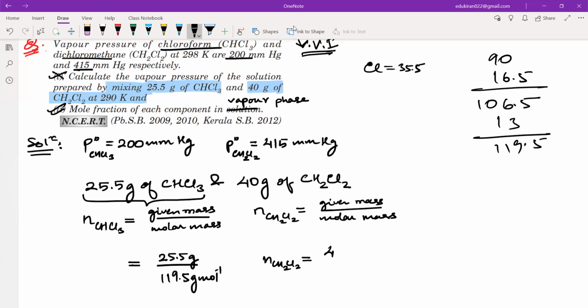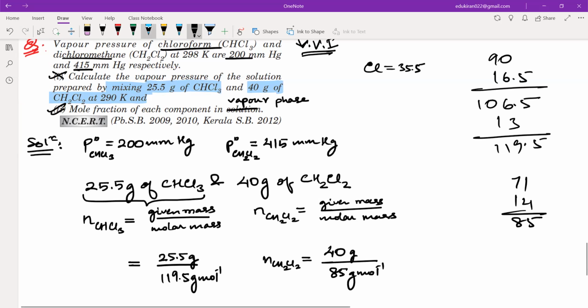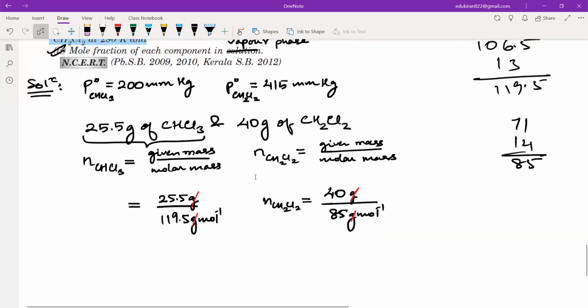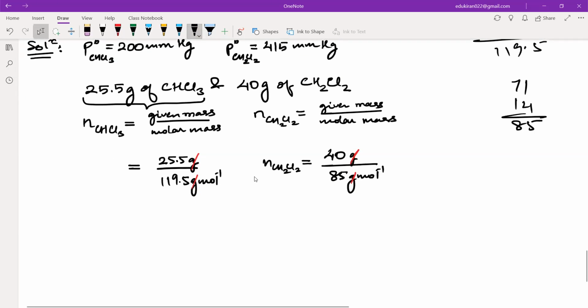Okay, now you will calculate this term and then number of moles of CH2Cl2. Given mass is 40 grams, divided by, now again Cl2 will be equal to how much, 35.5, 35.5, 70, 71 हो गया, और कार्बन का 12 और 2 हाइड्रोजन 14, so this will be 85 grams per mole. Okay, now you can cancel the grams and grams. Calculate the number of moles for each of these components. ठीक है, calculate for each of them.